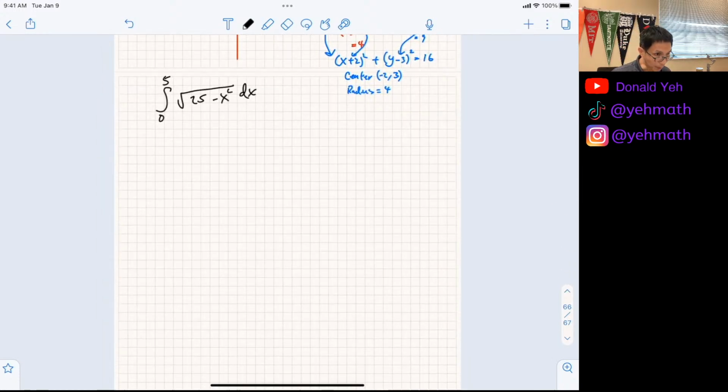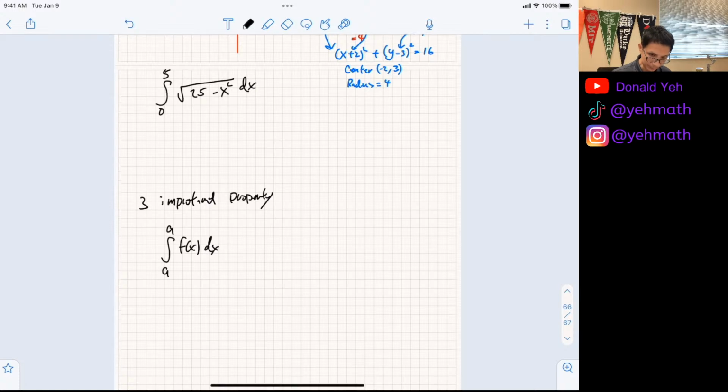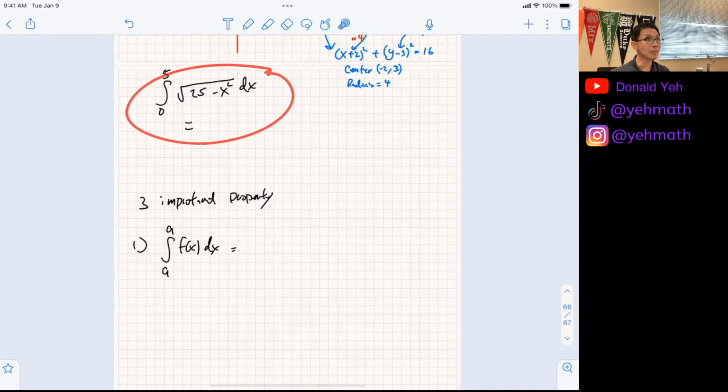I'm going to write down the next 3 properties. The next 3 properties are going to be integration from a to a, 3 important properties, of f of x dx.